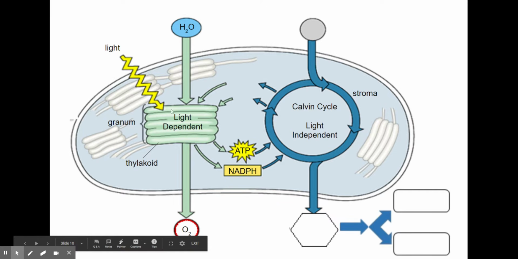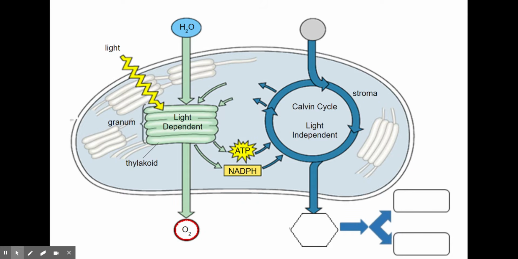You'll note that the thylakoid is green, and it's green because it has chlorophyll in it. And that makes sense, right? Chlorophyll's job is to absorb light. Well, here's the light coming in. It gets absorbed by chlorophyll.